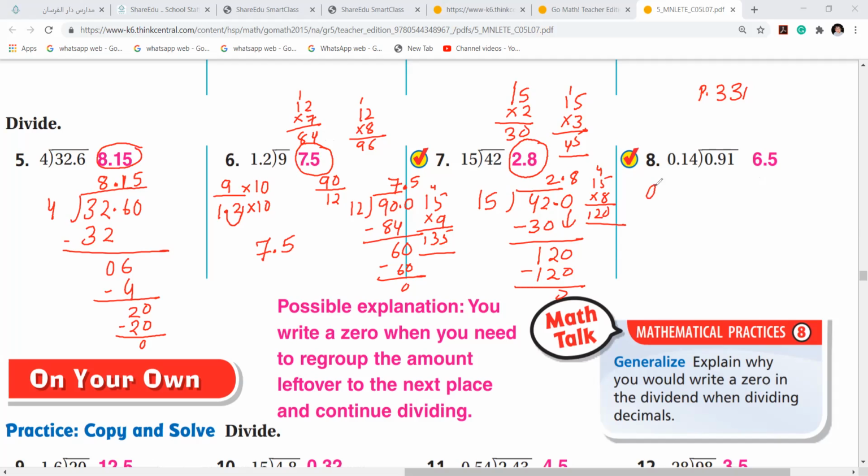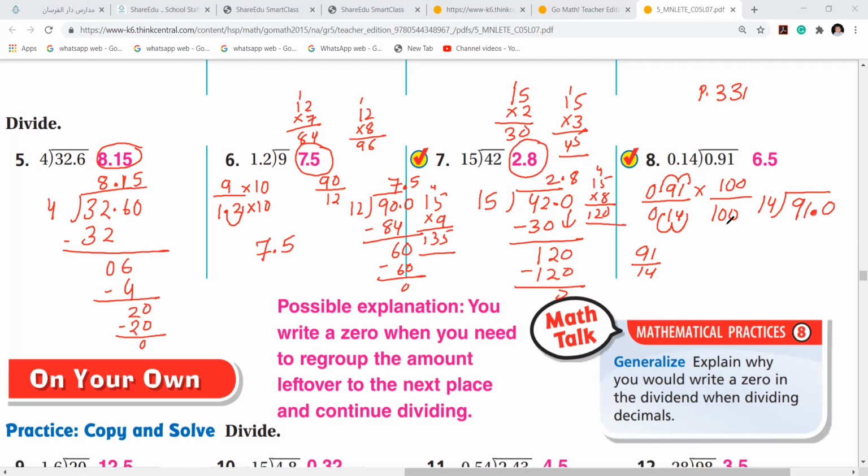I need to remove the point. What should I multiply with? Yes, so basically, we just raise the number. Why did I multiply with 100? Because I have 2-digit decimals here, two place values. So it will be 91 over 14. But don't forget, we are putting a point.